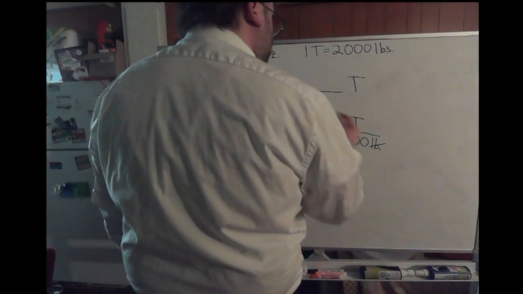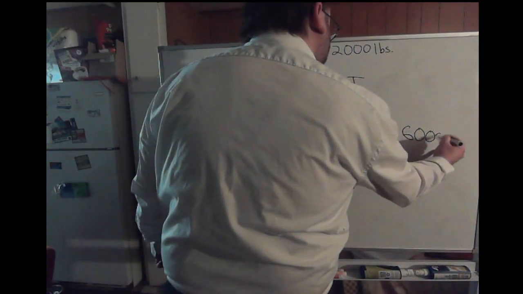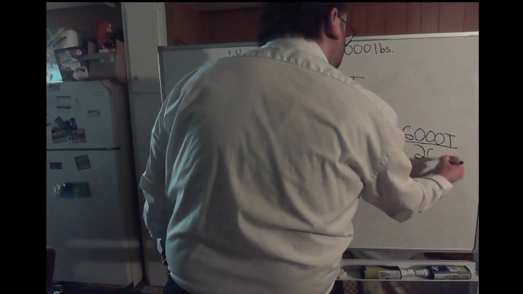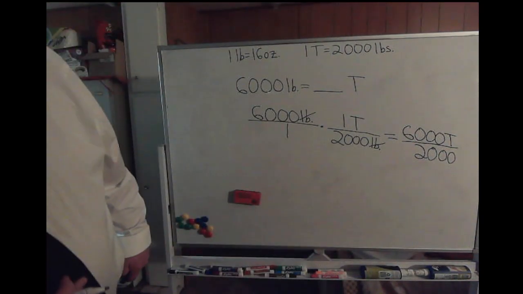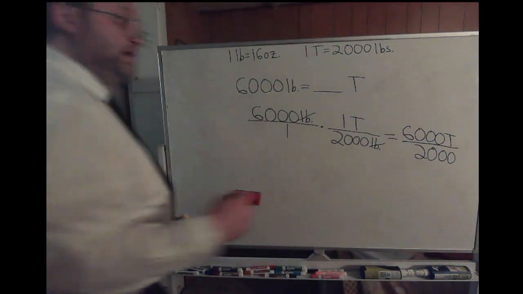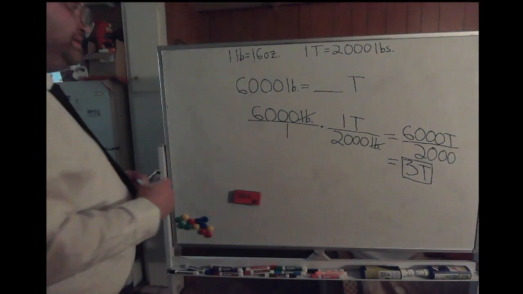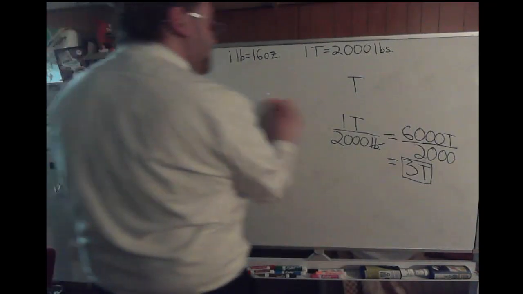So what you would get, of course, your pounds would cancel out. You'd be left with 6,000 in tons over 2,000. Well, 6,000 divided by 2,000, that's going to be 3. So 6,000 pounds is worth 3 tons. That is quite a bit of weight for sure.